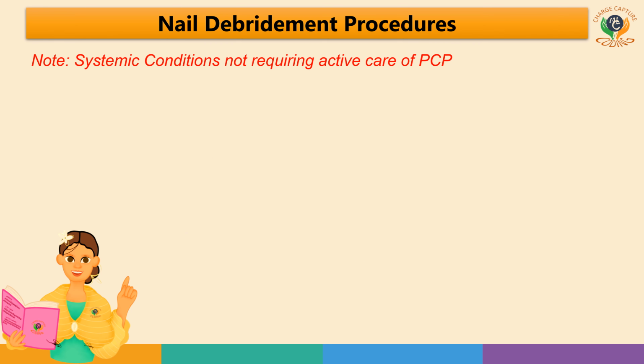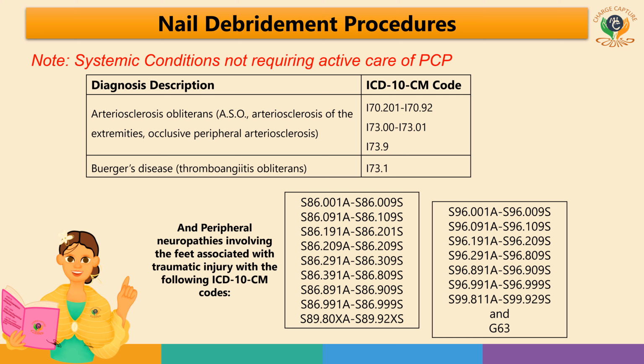These systemic conditions that you see here now do not require that patients be under the active care of their primary care physicians. Again, if your patients do not have a systemic condition, your claim will be denied as non-covered routine type foot care service. So now you know more about nail debridement procedures. Make sure your documentation is complete and it supports the billing and reporting of nail debridement procedure codes.